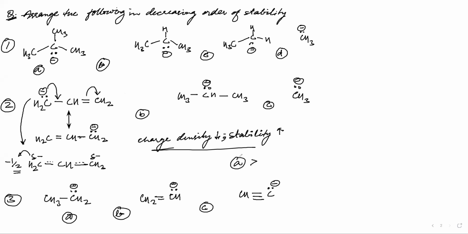A is most stable. Then look at this B structure. What is happening? Can you see inductive effect happening here? The plus I effect, electron donating effect. So that means this is destabilizing, correct? Destabilizing.